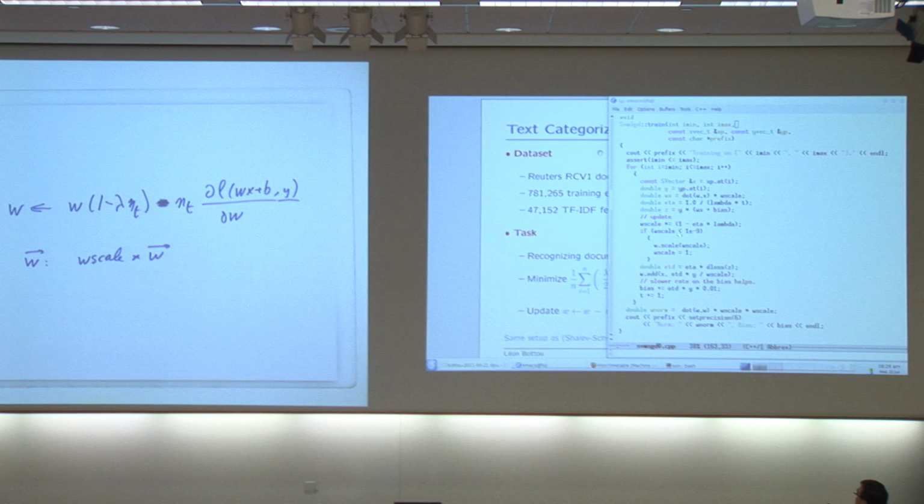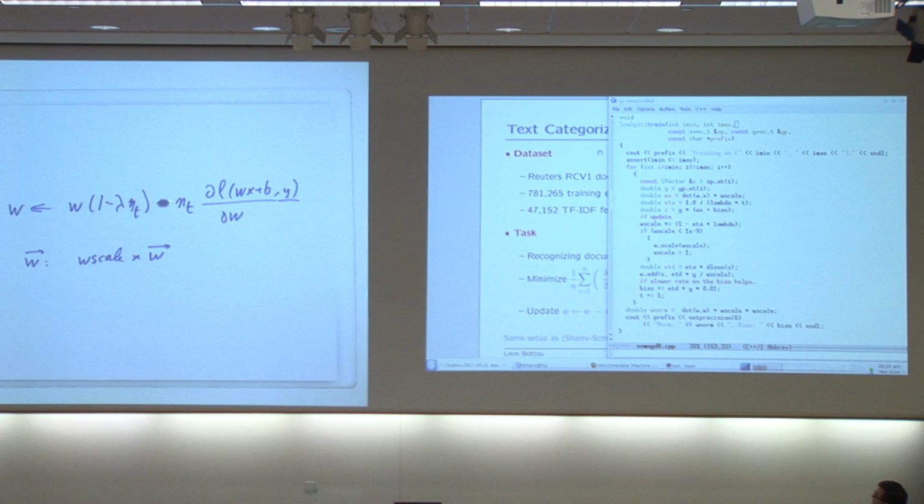And if the scale is too small, I readjust everything. The idea of doing this is because my gradients and my examples are very sparse. So if I wanted to scale the actual vector, I would have to go over all the parameters. That way, I just go over the scalar, and I'm done. But once in a while, I go over everything to make sure that I don't have numerical problems.